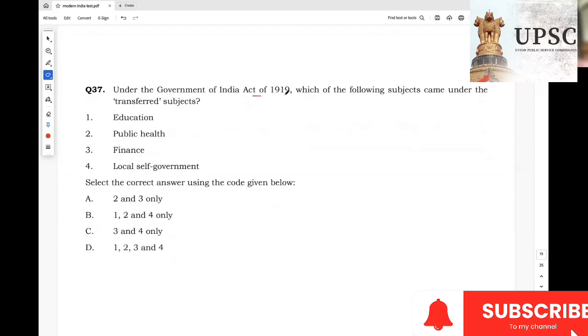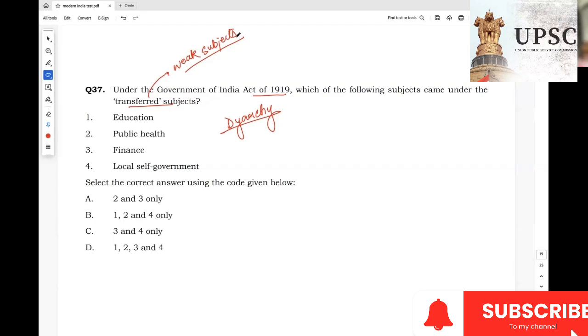Under the Government of India Act 1919, which of the following subjects came under the transferred ones? That is diarchy. This question is on diarchy. A similar question was asked in UPSC as well. Now, transferred subjects I call weak subjects, in which you don't need extra preparation, extra scrutiny is not required, and the Britishers don't need control. So they transferred these to Indians. You take care of these kinds of subjects.